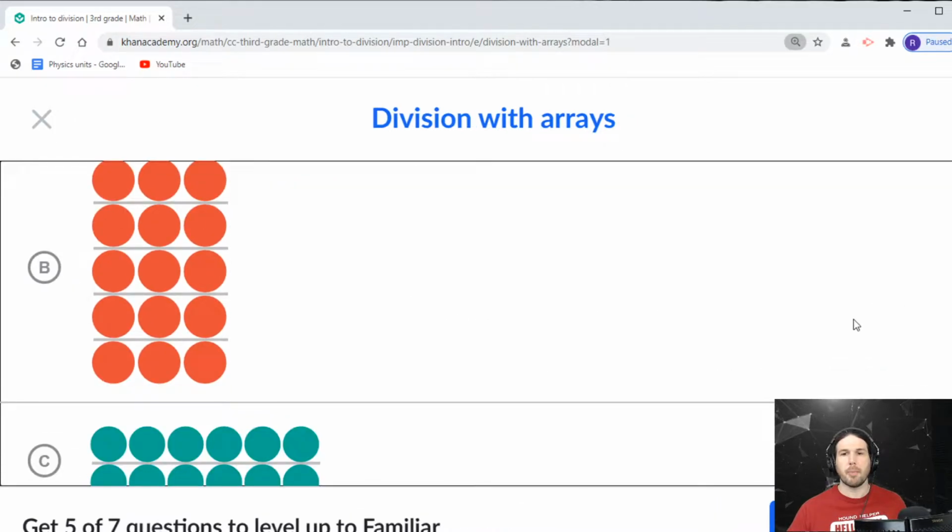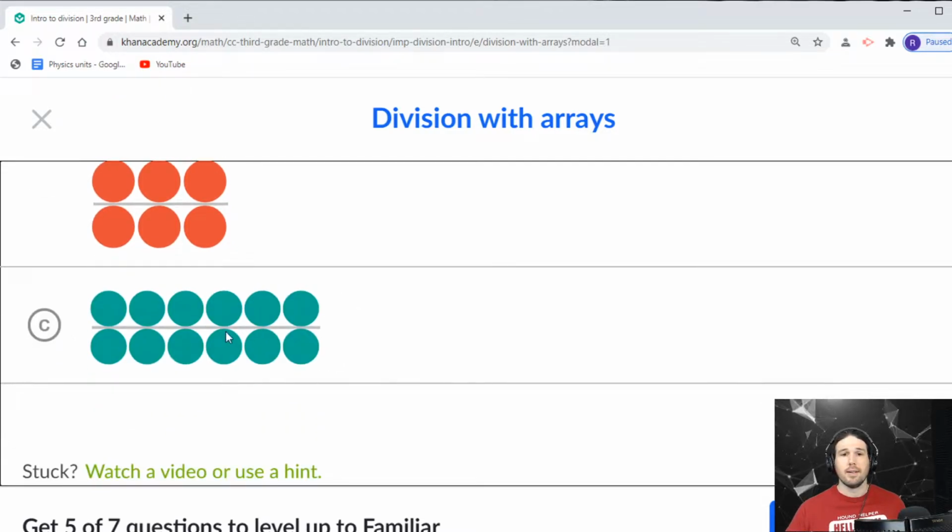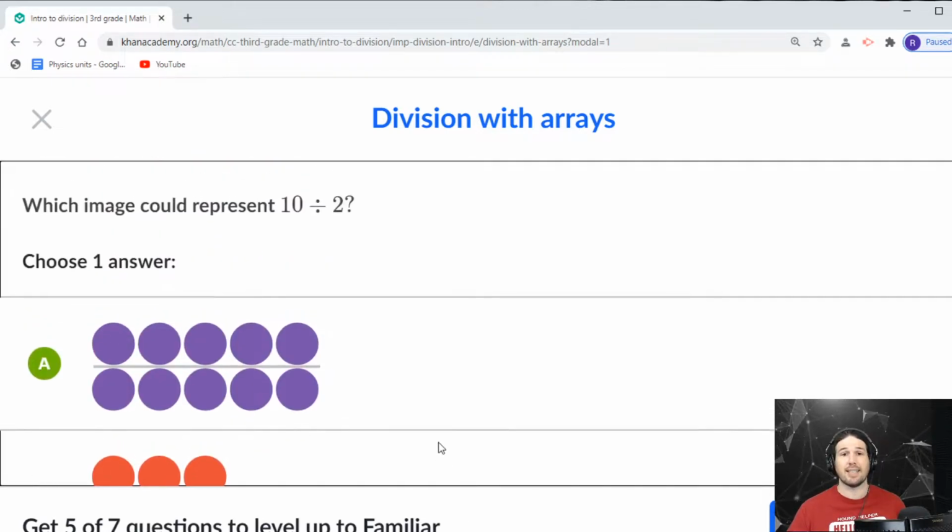This one doesn't work because it's 1, 2, 3, 4, 5, 6, 7, 8, 9, 10, 11, 12. This is 15 circles divided into 5 rows of 3. This is definitely divided into 2 rows, but there's 2, 4, 6, 8, 10, 12 of them to begin with, not 10. So the answer is A.